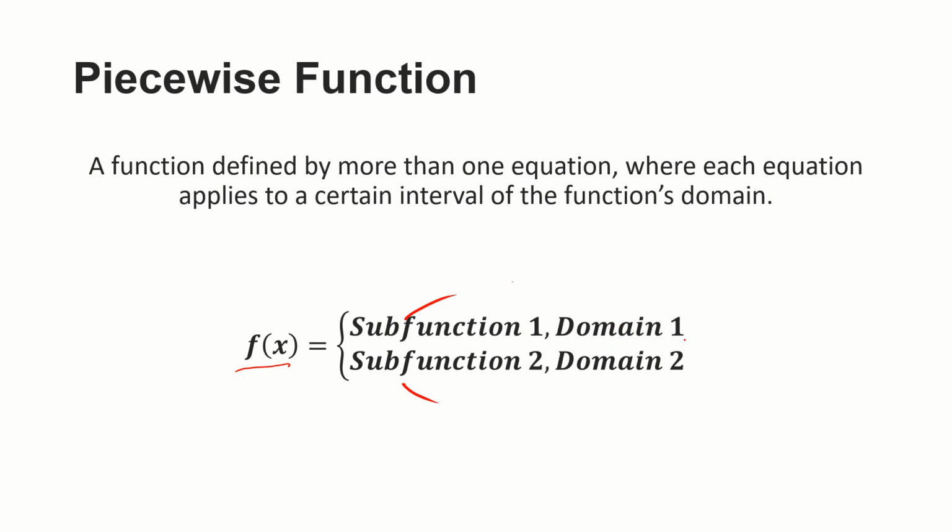So we have domain 1. This domain serves as our condition so that we know when our function f is defined by subfunction 1, and when our function is defined by subfunction 2. So we need to look at the value of the domain. We need to look at the conditions and the given value of x.